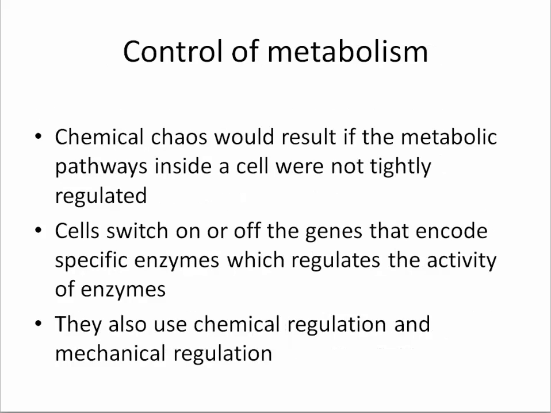Why do we have a control of metabolism? We need that, because if we didn't have that, we would have chemical chaos. There are so many chemical reactions going on inside a cell, so much metabolism going on. If it's not tightly regulated, you would have a bunch of chaos. Cells will switch the genes on or off that encode for specific enzymes which regulate the activity of the enzymes. They also use chemical regulation and mechanical regulation.